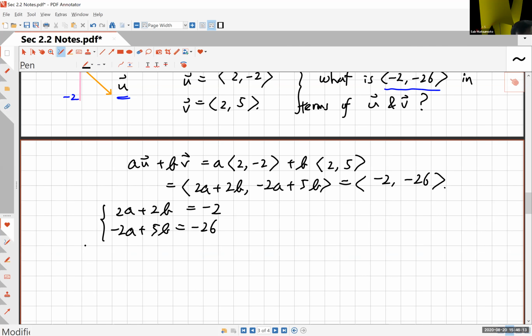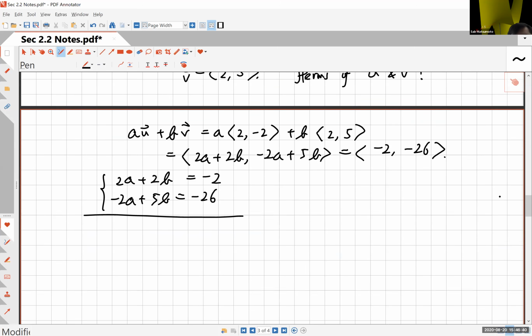You probably learned how to solve systems of equations like this one. You can do the substitution method, the elimination method, you can graph these, both are straight lines, and find the intersection point. Or you can use Cramer's rule if you remember what that is. You can use Gauss elimination or Gauss-Jordan elimination with matrices, all sorts of things. I think the best way to solve this particular system is to simply add these two, because 2a and negative 2a will cancel, fortunately for us.